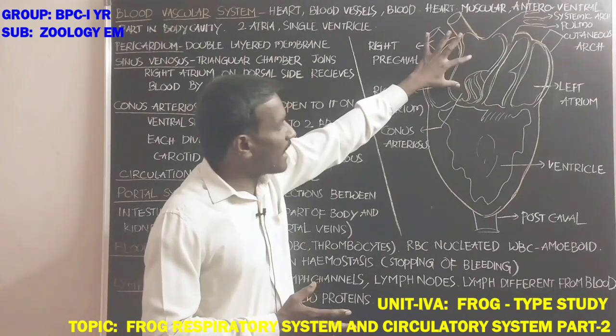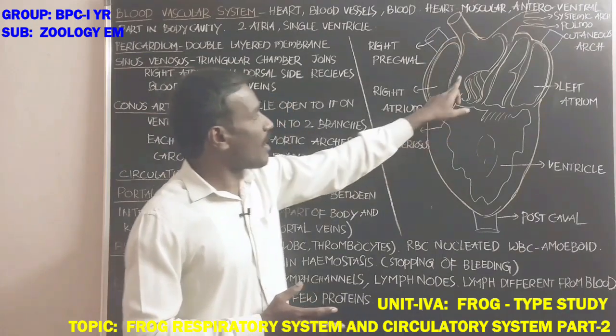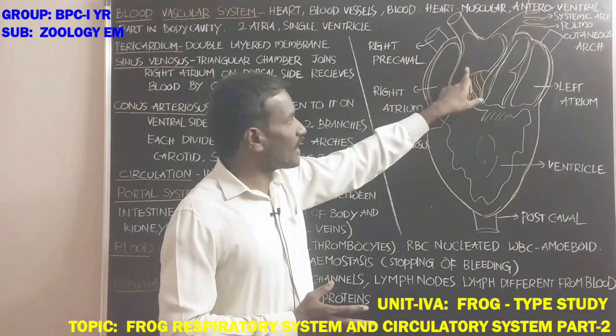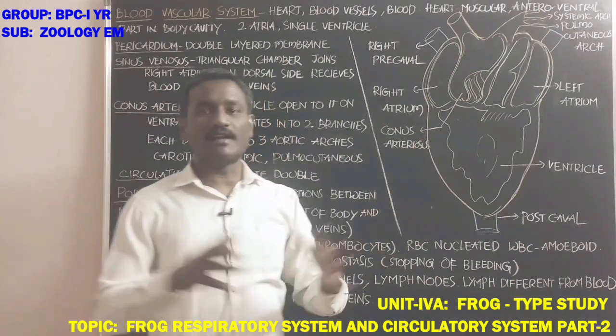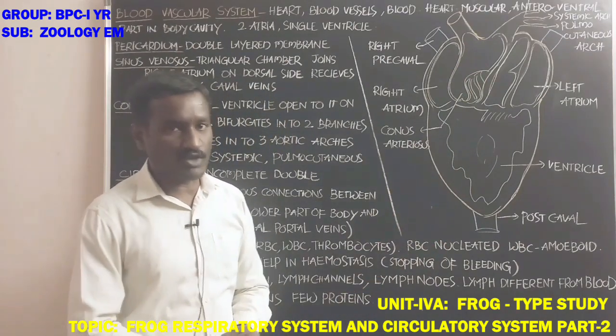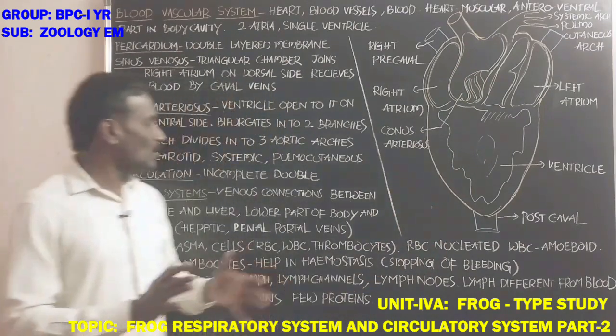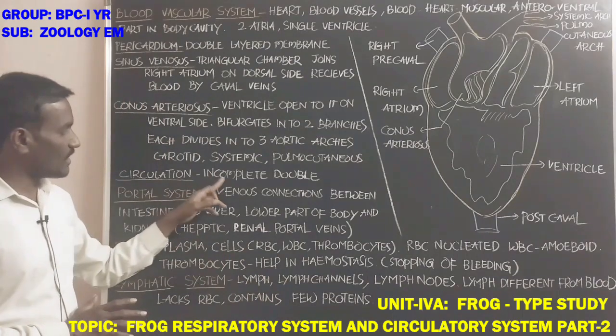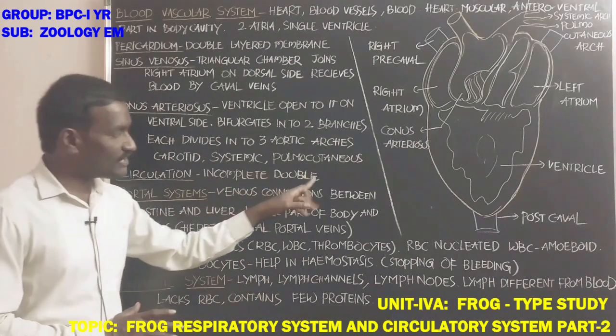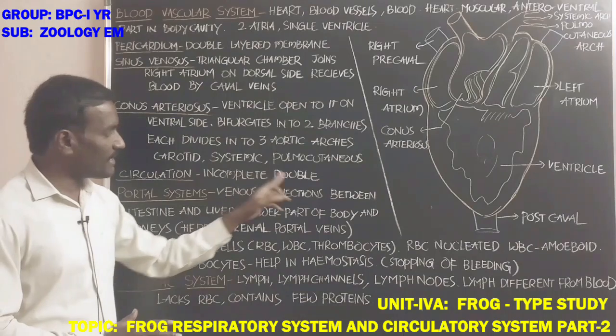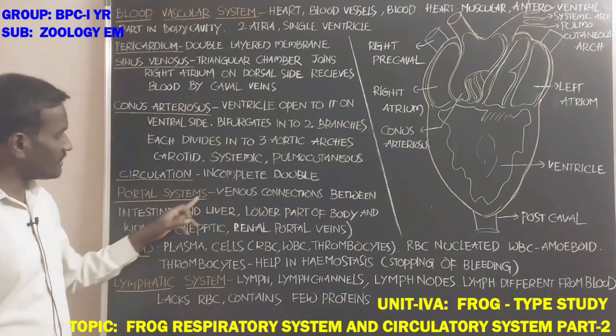The mixed blood in the ventricle enters into the conus arteriosus. From the conus arteriosus, blood reaches all parts of the body. So this type of blood circulation is called incomplete double circulation. Portal system, students.